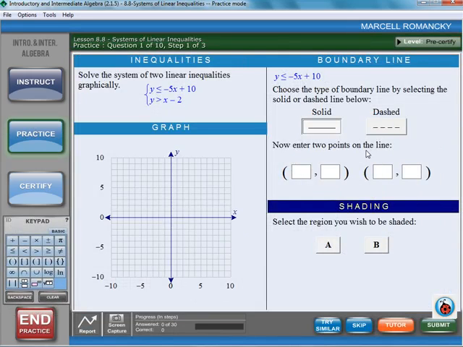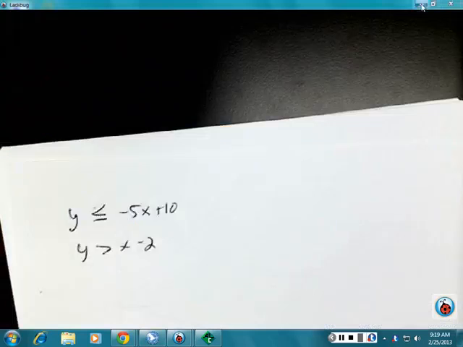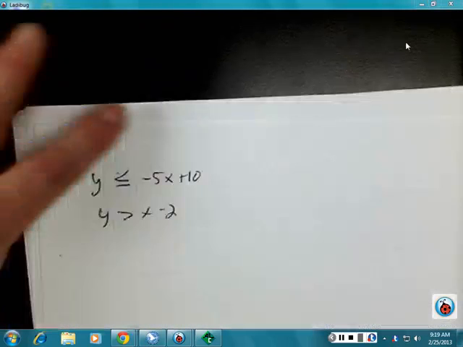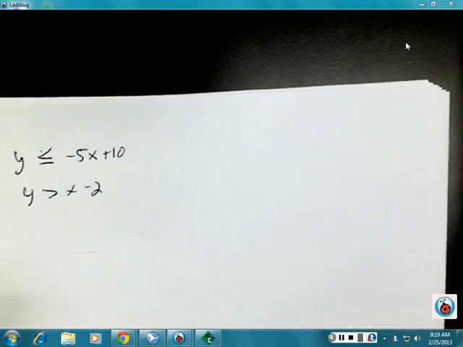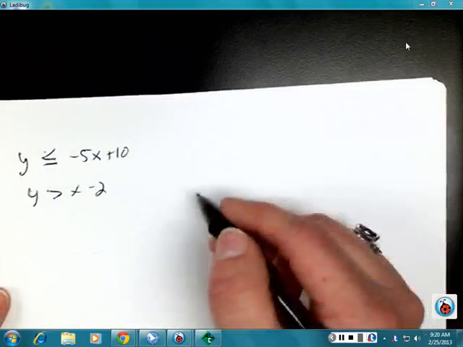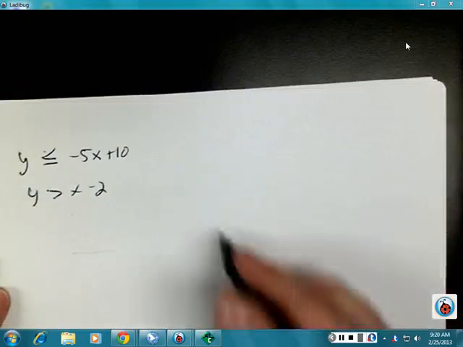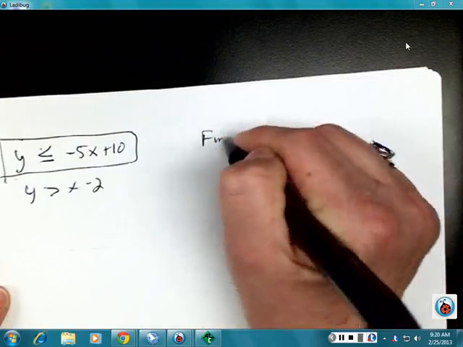Y is less than or equal to negative 5x plus 10, and y is greater than x minus 2. And let me shrink this guy and that one. And if I go back to this, and it says 2 points, what's my two easiest points to find? If I'm working just with this one, and I gotta find 2 points, 0 and 10.